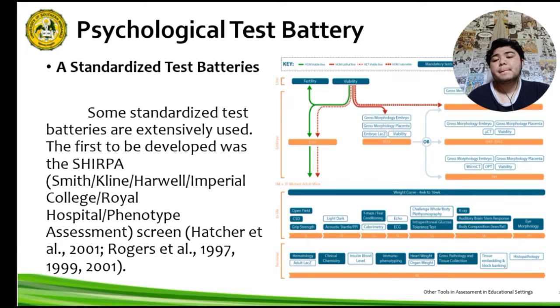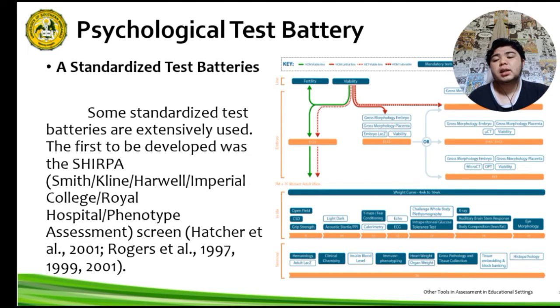According to Hatcher et al. in 2001 and Rogers et al. in 1997, 1999, and 2001, it provides three levels of screening for behavioral phenotypes. It is actually a mouse phenotypic assessment, and it mainly tests the sensory functions and emotions. Anyway, it provides three levels of screening for behavioral phenotypes.